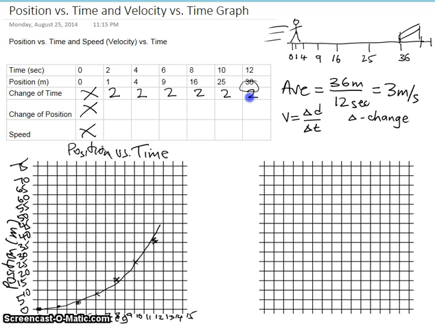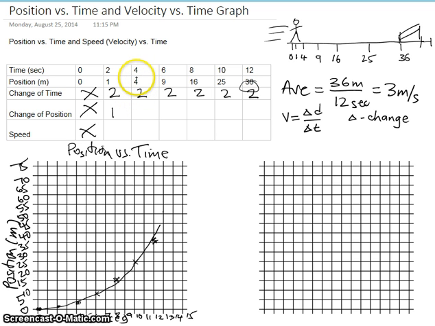2 seconds between each of the motions. Now, the next thing is our change of position. How far have we moved since the last time we collected data? Again, we're at the 0 position. We're just starting. At our first interval, we're at 1 meter. We've moved, subtract the 0 meters from our initial position. We've moved 1 meter since we started.